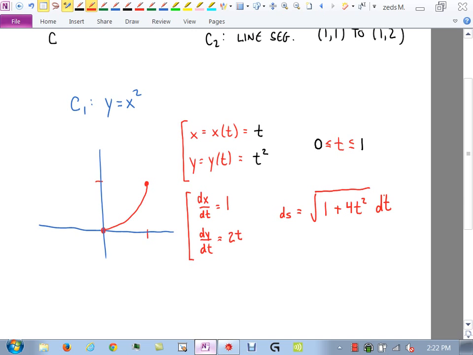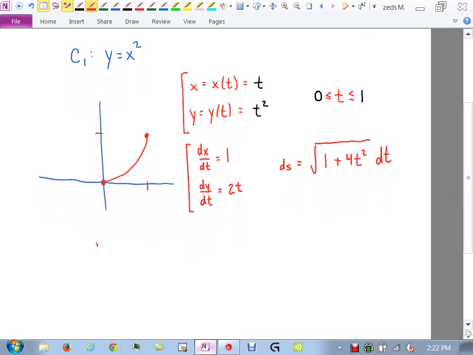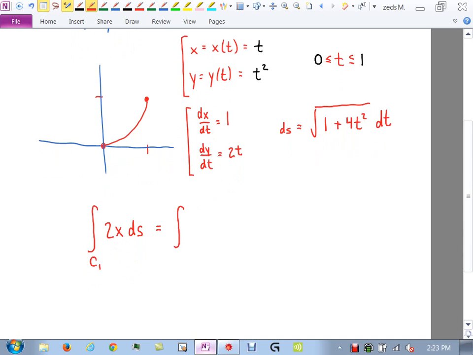Any questions? Here I go. The line integral over C1 only, right? C1 only of, what was it, 2x ds, should be the integral from where to where? 0 to 1 of 2, what's x for us in this problem? T. 2t, then the square root of 1 plus 4t squared dt.